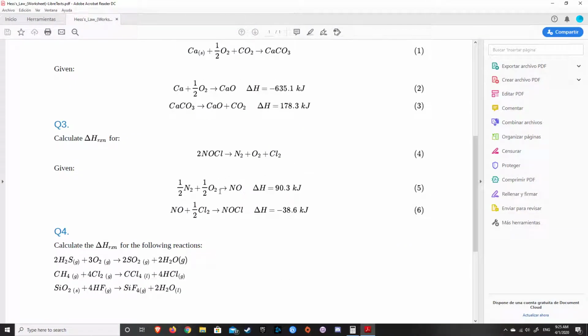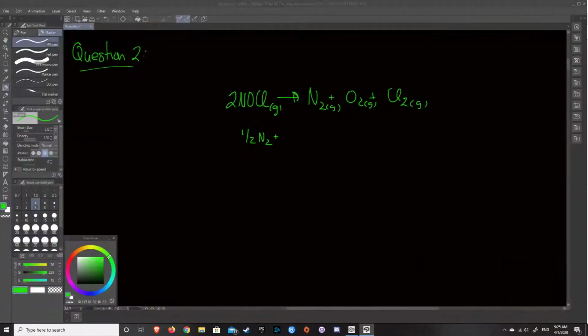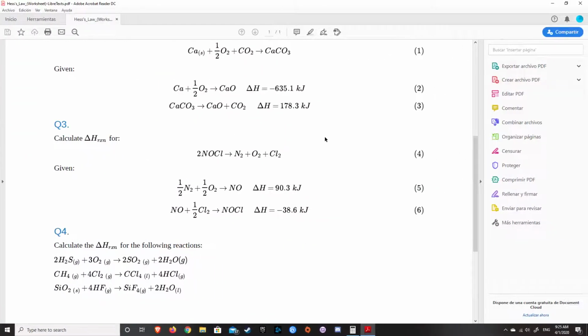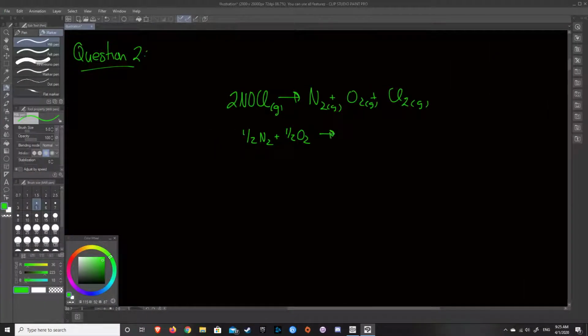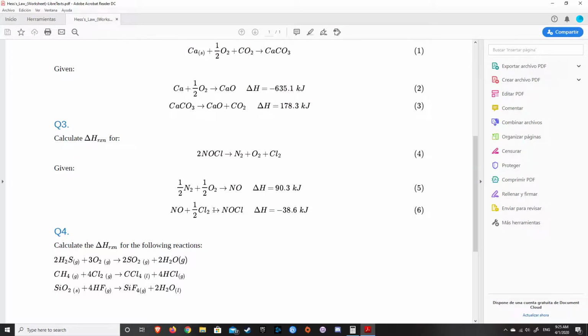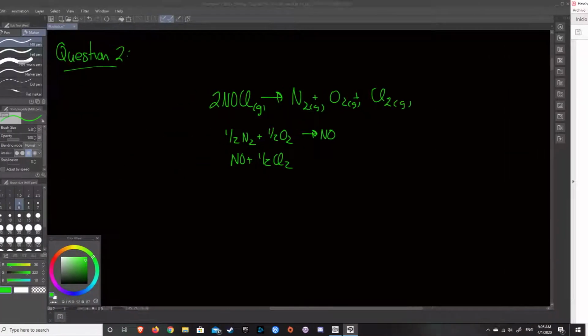Then the equations that we got are: 1/2 N2 plus 1/2 O2 reacts to form NO. And finally, NO plus 1/2 Cl2 reacts to form NOCl.